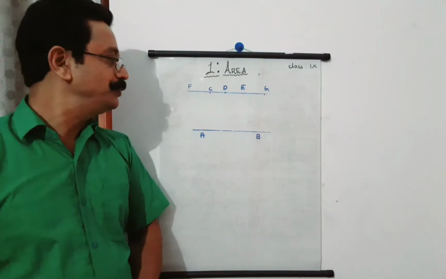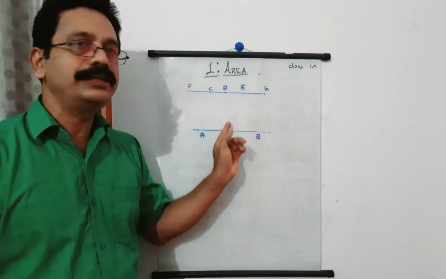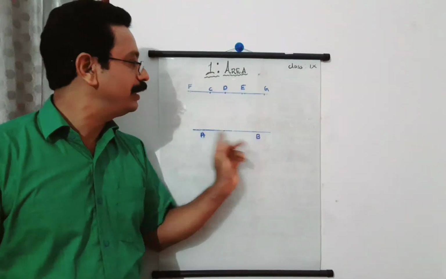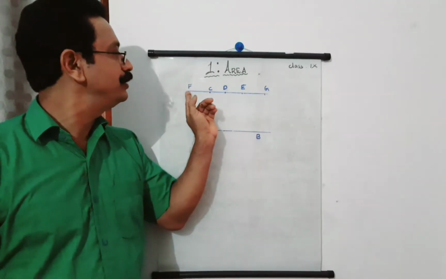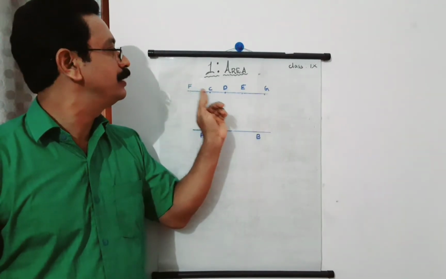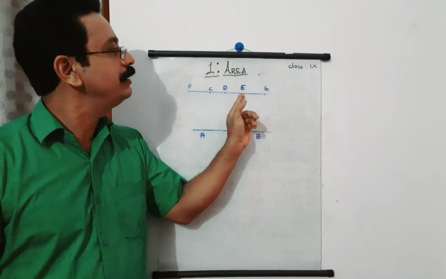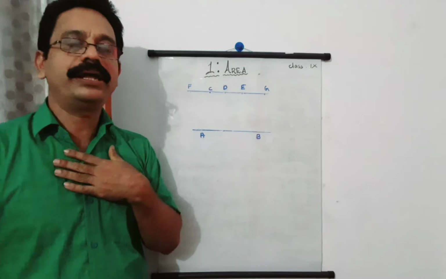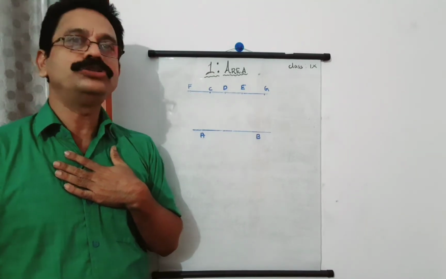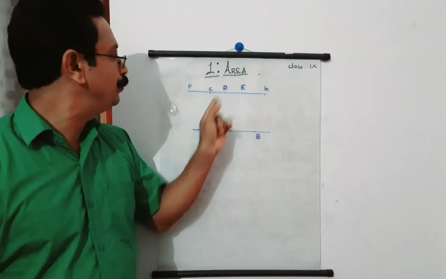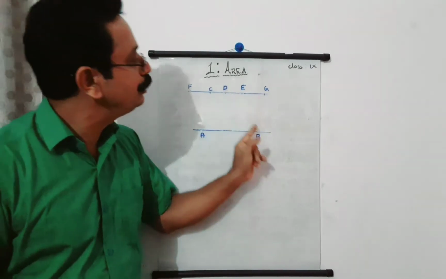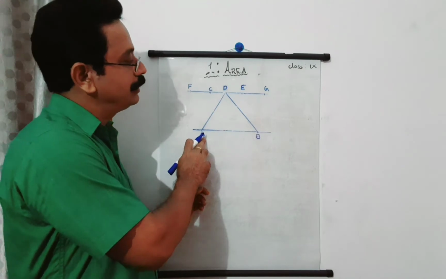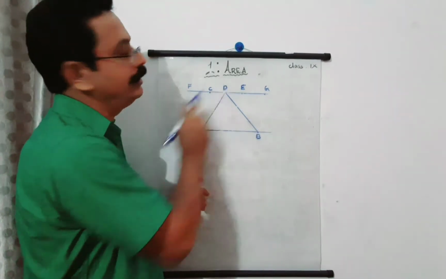Listen, can you see these two parallel lines? This line passes through A and B. Some points on this line are F, C, D, E and G. These two lines are parallel. Now I'm going to join D to A and D to B. Yes, we got the triangle ABD.